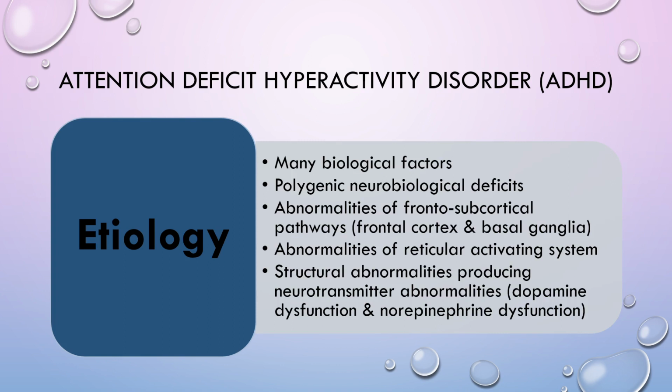All right, etiology behind ADHD. There are many biological factors. There are the beliefs of polygenic neurological deficits, that there's some kind of deficit there. There's the theory of abnormalities of subcortical pathways, including the frontal cortex and basal ganglia. Abnormalities of the reticular activating system, and then structural abnormalities producing neurotransmitter abnormalities: dopamine dysfunction, norepinephrine. So a lot of times ADHD is associated with not enough dopamine and not enough norepinephrine, okay?